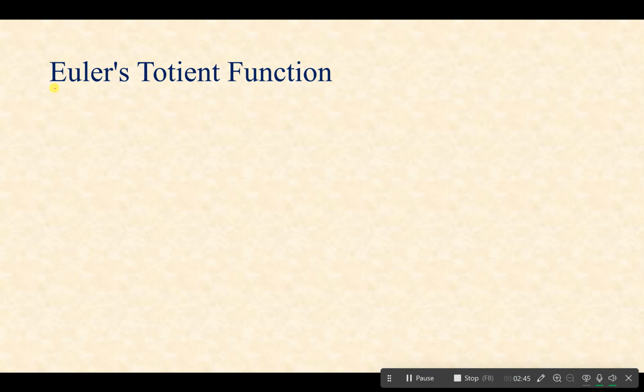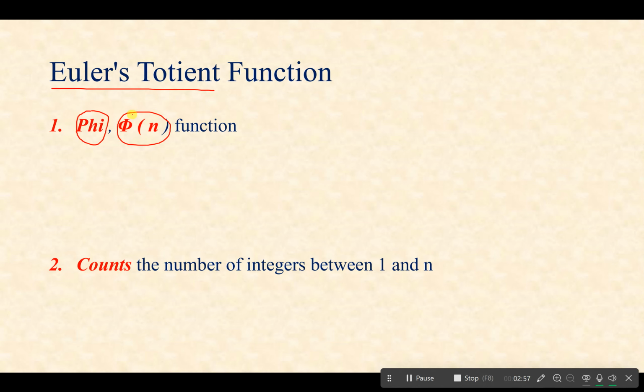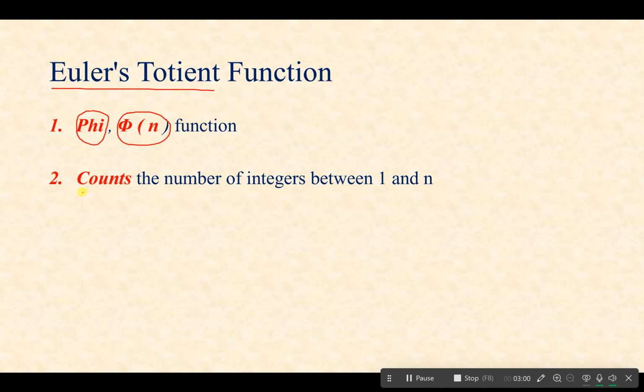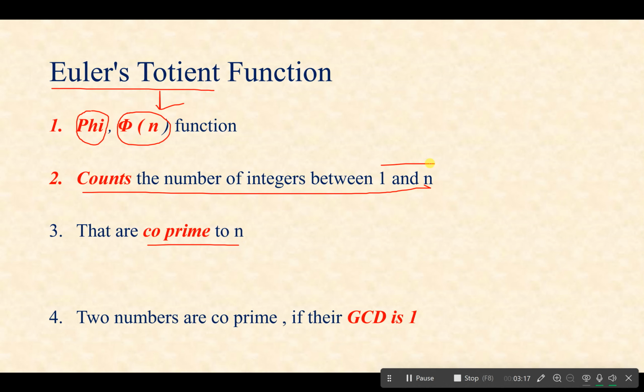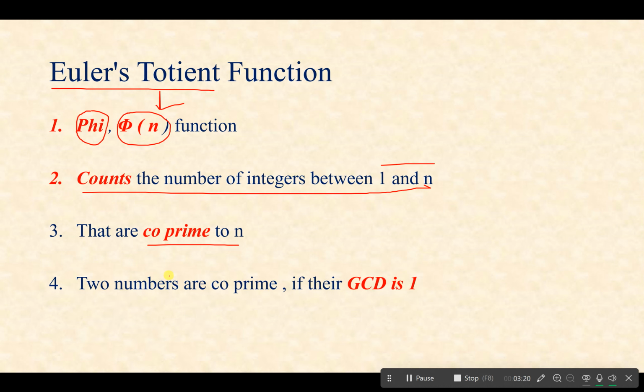Now, we'll go to the next one. This is pronounced as Euler's Totient. What is this Euler's Totient function? It is represented using phi, written like this, phi of n. What this number does is, it counts the number of integers between 1 to n. If you are saying phi of n, that means you are counting numbers from 1 to n. What kind of numbers? That are co-prime to n. So how many numbers are there that are co-prime to n between 1 and n?